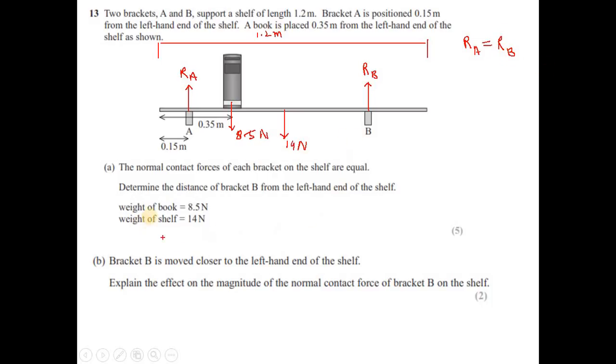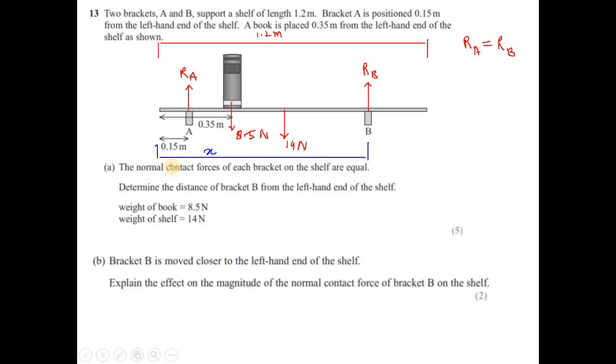And then we need to find the distance of the bracket B from the left hand, meaning we need to find that distance from the left hand. I'm just calling this distance x. We need to find that.